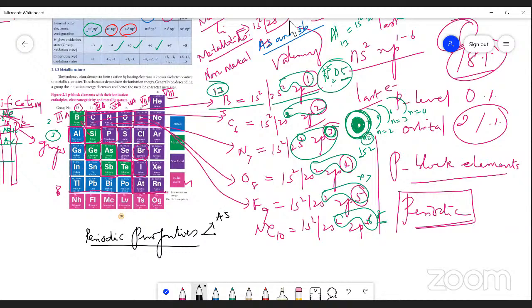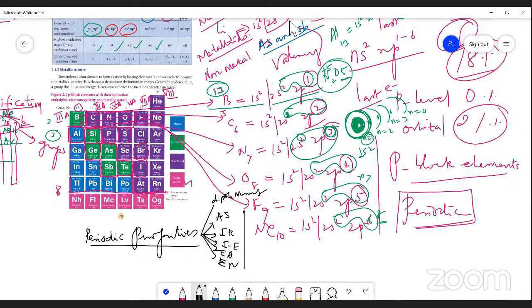ionic radii, then ionization energy, electron affinity, electronegativity, and dipole moments. These are all the points we have studied in periodic classification already.